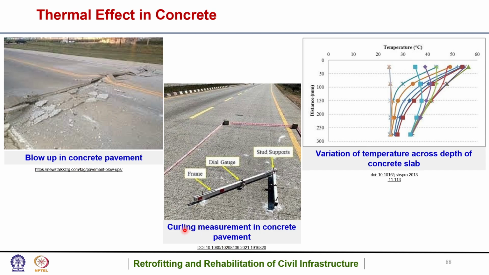Okay, and then there is curling measurement in concrete pavement. So if you see here, there is a little bit of curling, and there is a variation of temperature across depth of concrete slab. So the nearer we go to the surface, the temperature increases.